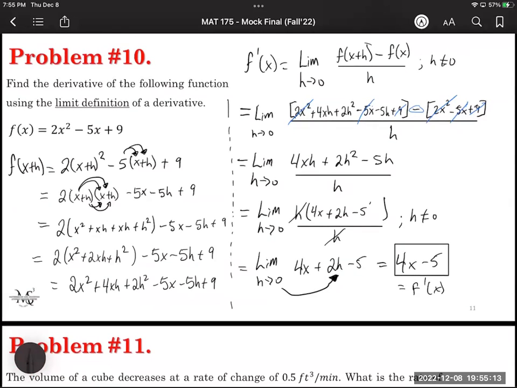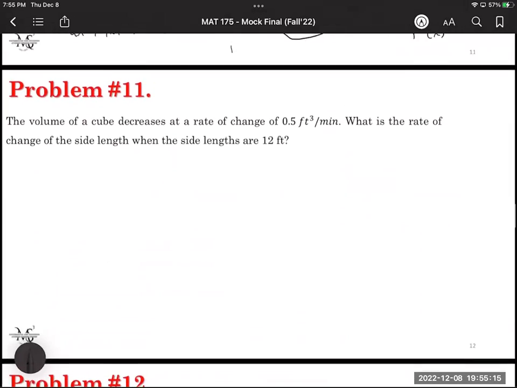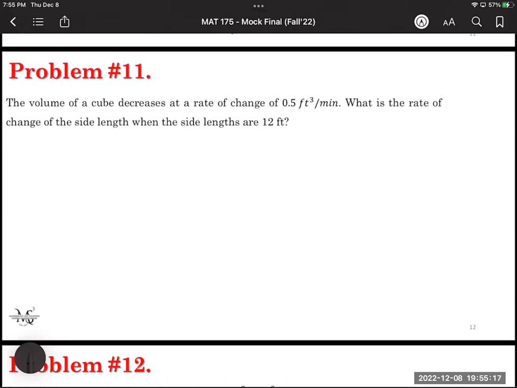All right, let's continue. So here's the second half of your final, and we're going to start with problem 11. The volume of a cube decreases at a rate of change of 0.5 cubic feet per minute. What is the rate of change of the side length when the side length is 12 feet?